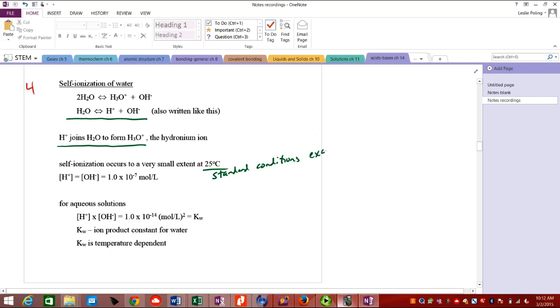Now at 25 degrees Celsius, which is standard conditions for everything except gases, it occurs just a little bit, and the H plus and the OH minus would be equal to each other at 1 times 10 to the minus 7 moles per liter. Now remember, we've seen this before. Whenever you see brackets, it means you've got concentration in molarity or moles per liter.